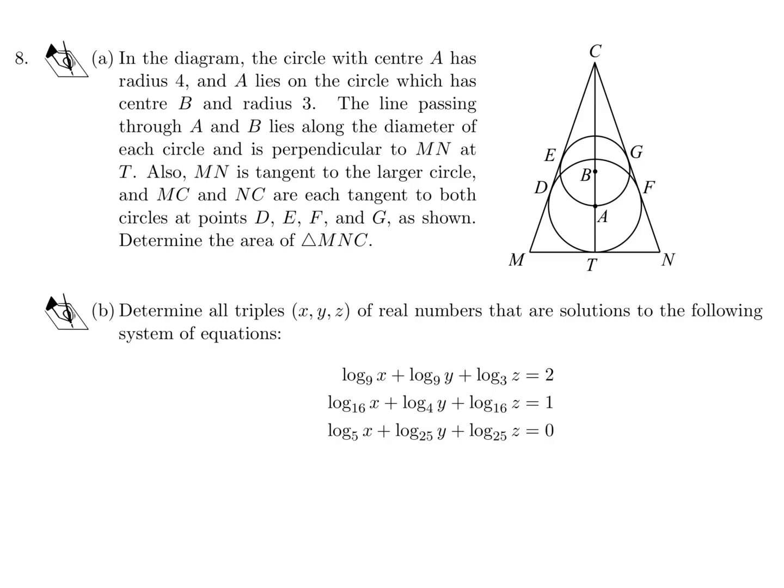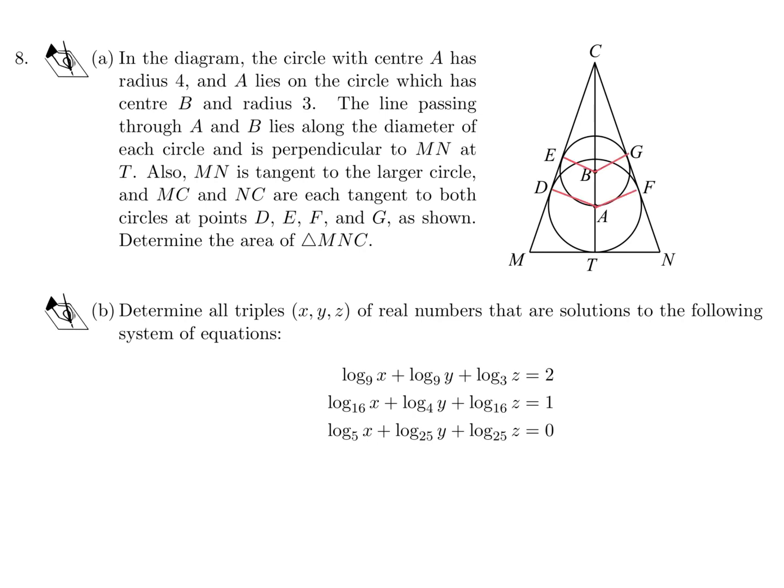In the diagram, the circle with center A has radius 4, and A lies on the circle which has center B and radius 3. The line passing through AB lies along the diameter of each circle and is perpendicular to MN at T. Also, MN is tangent to the larger circle, and MC and NC are each tangent to both the circles at points D, E, F, and G, as shown. Determine the area of MNC.